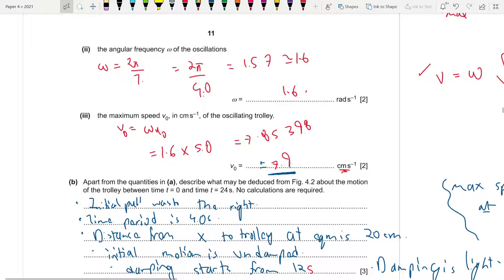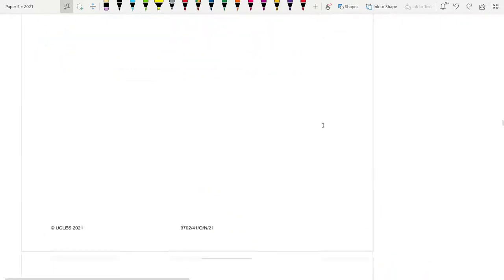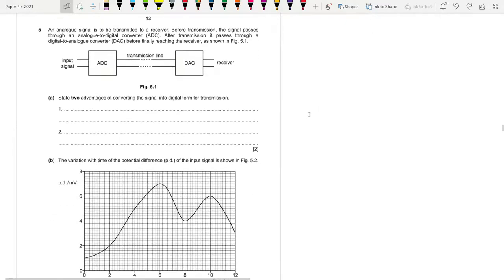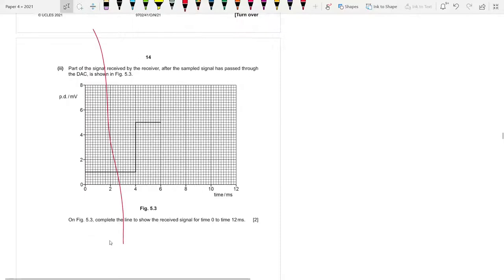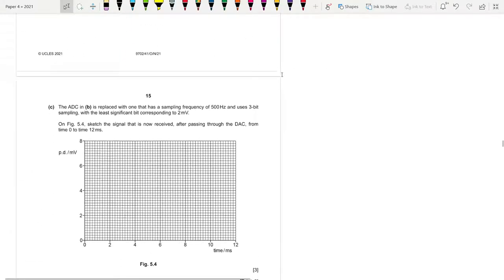At equilibrium position, you have maximum speed, the value we calculated at the beginning. Okay, moving on to question number 5. We don't have this in our syllabus anymore, it's excluded. We don't have this. Digital analog, all of it is gone.